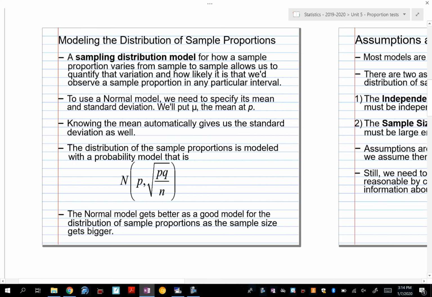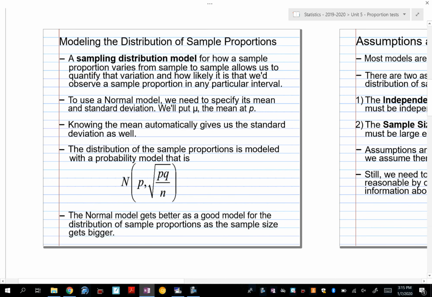I told you this was going to be a normal model, so you can see the notation here with that capital N for normal model. Think back many months ago, probably October: when we have a normal model, we always have a mu and a sigma, a mean and a standard deviation. Our mean for these models will always be at the population proportion, and the standard deviation uses this formula, the square root of pq divided by n. I will give that formula to you. You don't need to memorize it. We're going to be using this a ton.